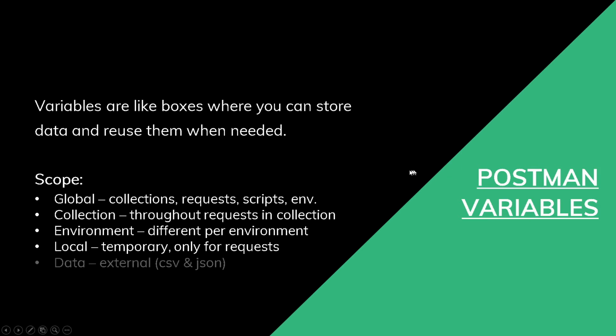And the final one we have, which is typically not used as much, is the data variable. Data variables are something which is external. You can call your data variables from a CSV or a JSON file, and this is something you can use if you need to. So let's head over to Postman and try to create some variables and see how different scopes affect our variable.